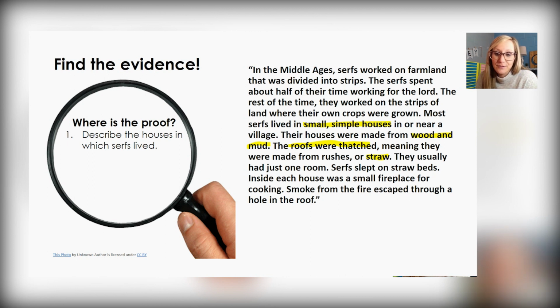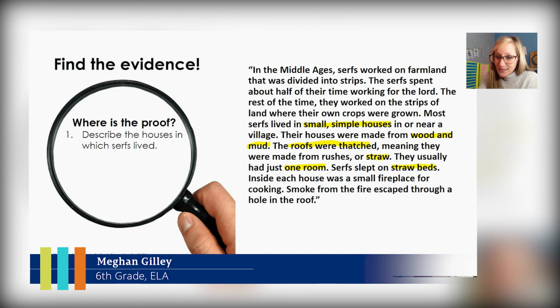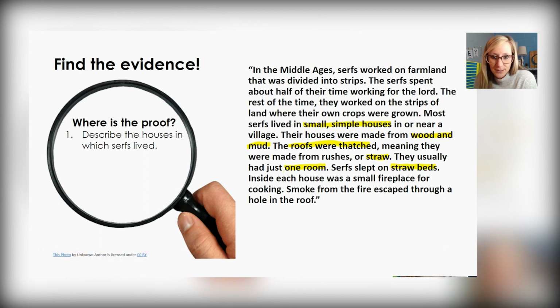What else, readers? What other details do we get about the houses in which serfs lived? I see this detail. They had just one room. They slept on straw beds. What other description do we have here? You can see I'm just logically going through each sentence in the text till we get toward the end. And I can see we do have two more descriptions. Inside each house was a small fireplace, and smoke from the fire escaped through a hole through the roof. Okay?